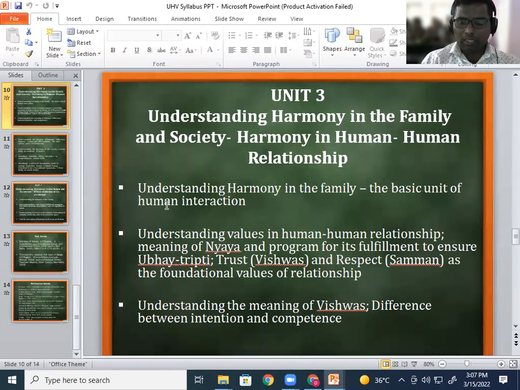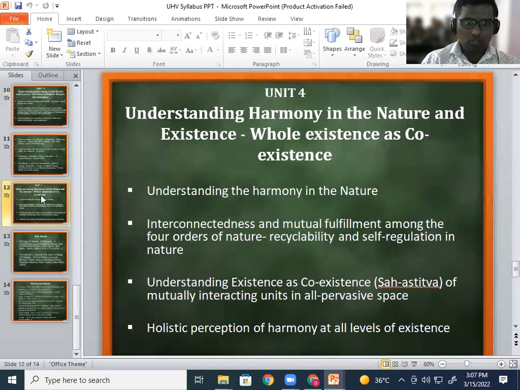We need to maintain harmony at 4 levels: one with the self, second with the family, third with the society, which we discussed in the previous topic, and the last unit, which is related to nature and existence. So these are the 4 levels. If you see the entire syllabus, it tells you only one thing: we need to maintain harmony at 4 levels, and that is nothing but self, family, society, and nature.